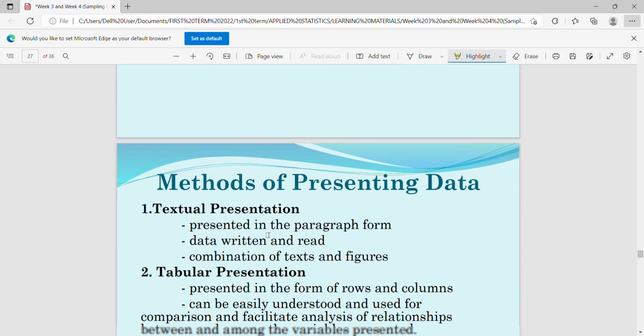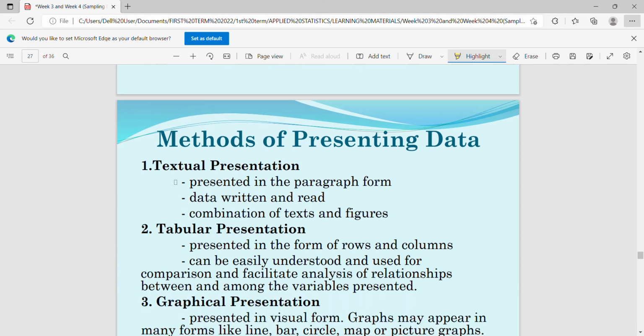So there are methods of presenting data. We have the textual presentation. That means we can present the data in paragraph form. Data written and read, or a combination of text and figures.